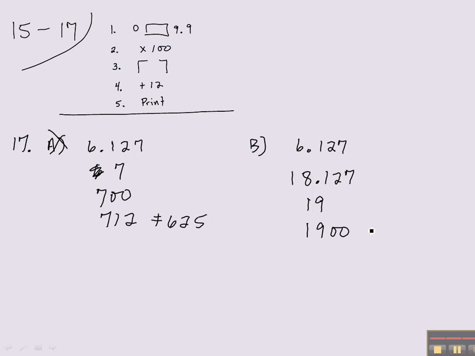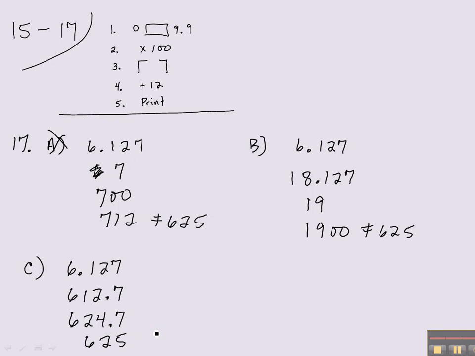C tells us steps 3 and 4 could be switched. So we start with 6.127. We multiply by 100. Now we're going to switch steps 3 and 4. So we'll add 12 and then round up. That's actually equal to what we had before. So this is a possible answer.